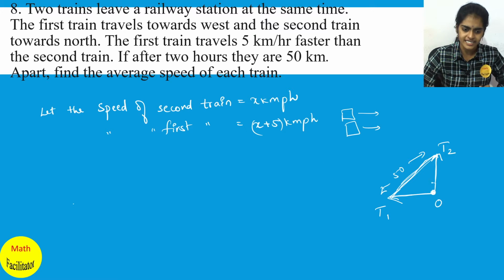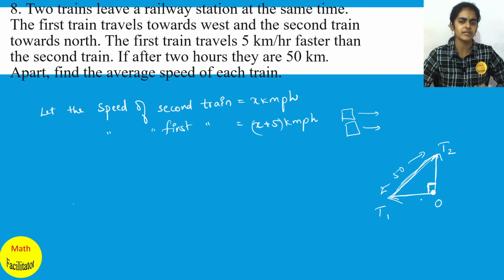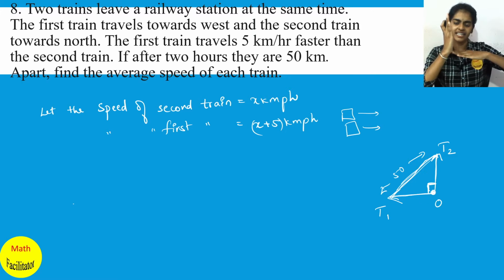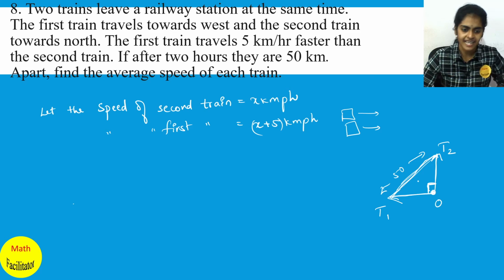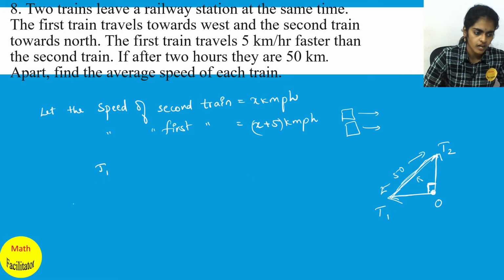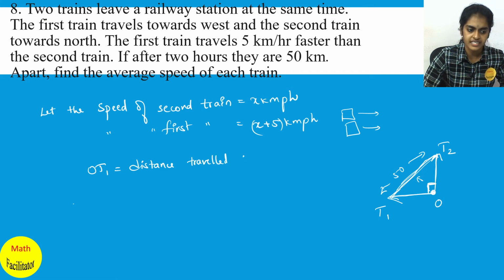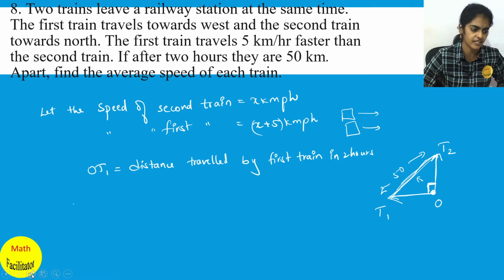Which means here you can see north and west directions are perpendicular to each other. So you have a right angle triangle formed here. Then T1T2 is the hypotenuse, and you have T1O and T2O as the distances traveled. This OT1 is the distance traveled by the first train in 2 hours.